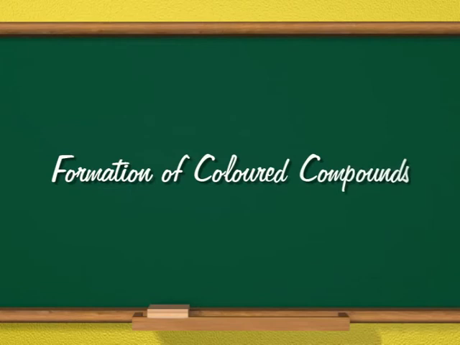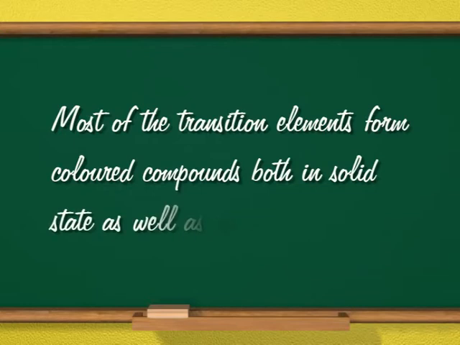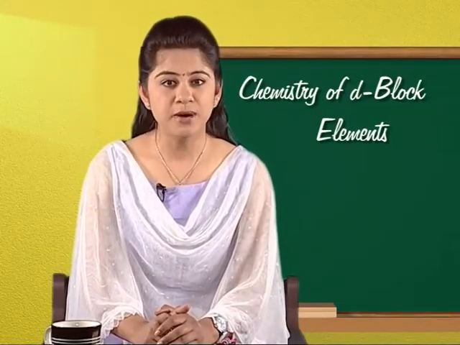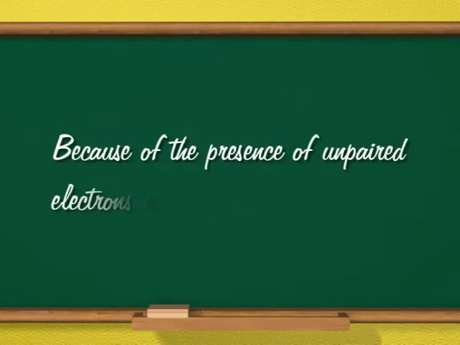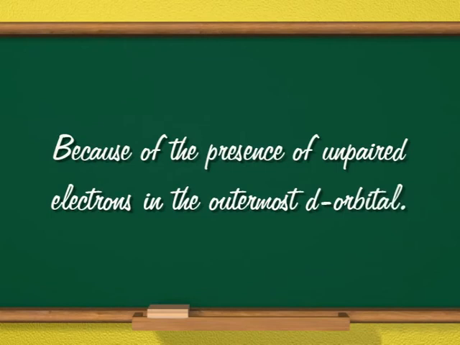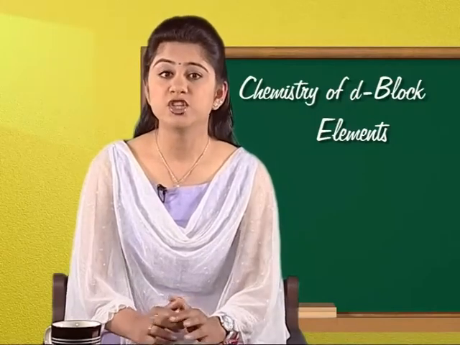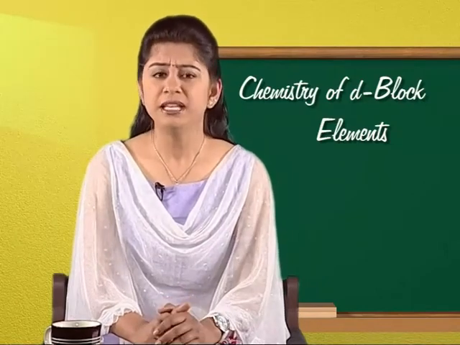Formation of colored compounds. Most of the transition elements form colored compounds both in solid state as well as in aqueous solution. Can you answer why they form colored compounds? This is because of the presence of unpaired electrons in the outermost d orbital. It is already studied that the transition metals have incomplete d orbital. What really happens?